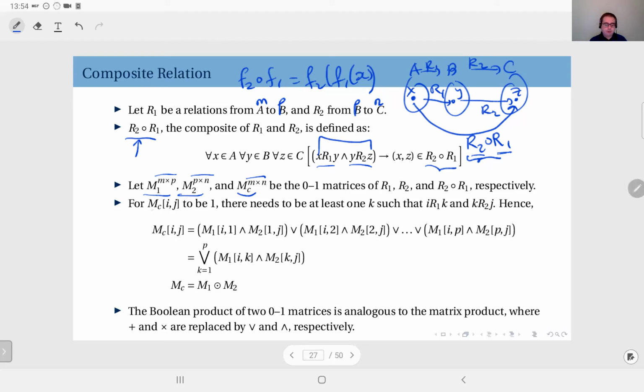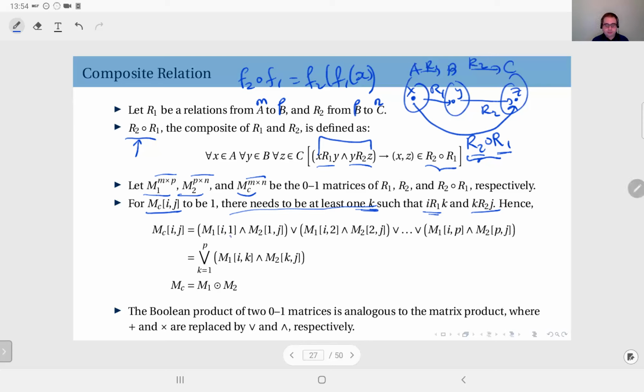Okay, now let's look at how to construct the matrix of the composite relation. For the element ij, the row i, column j element of the 0-1 matrix of the composite relation, for that element to be 1, there needs to be at least one k such that i and k are related to each other through R1, and at the same time k and j are related through R2. Okay, there needs to be at least one such common element.